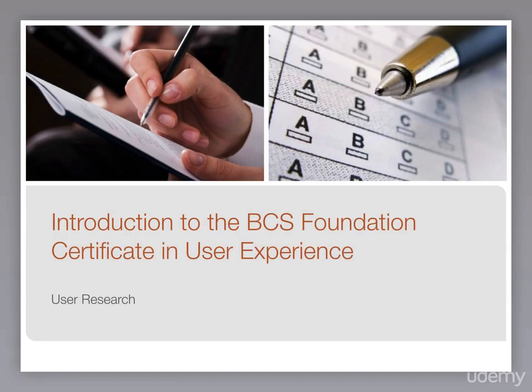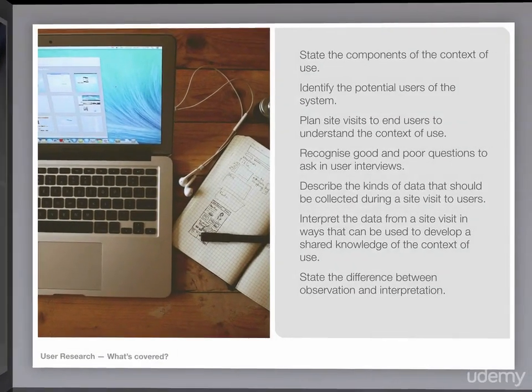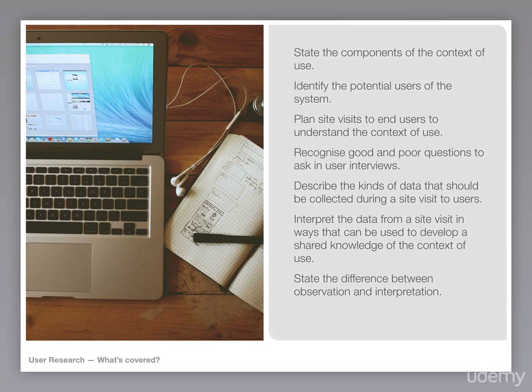So the second area of the BCS Foundation Certificate in User Experience is user research. So what does this area of the syllabus cover? So it covers the context of use. You should be able to state the components of the context of use.